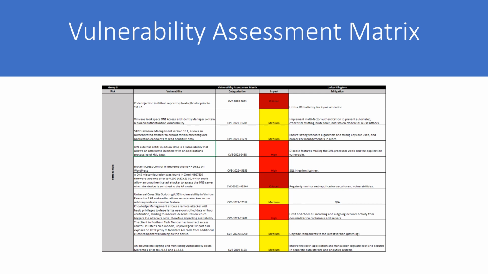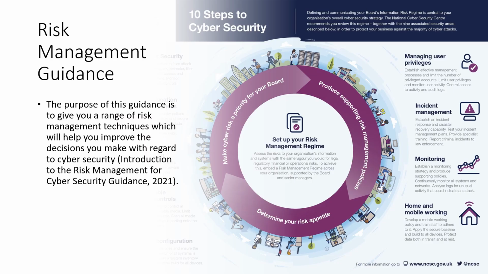As you can see, we have a column that indicates the impact of each vulnerability. We have some that are critical, medium, and high, but you can also have an impact that is low. Our team will follow the risk management guidance set by the National Cybersecurity Center, which is based in the United Kingdom. The purpose of this guidance is to give you a range of risk management techniques which will help you improve the decisions you make with regard to cybersecurity.